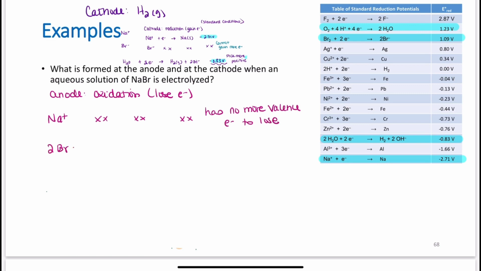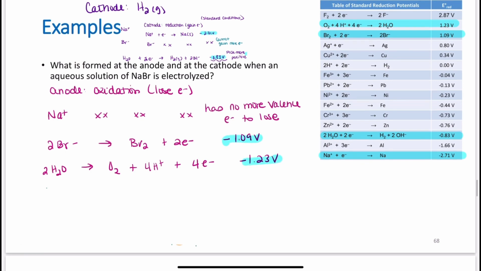I could take 2 bromide ions, because again, you've got millions of them in solution, right? More than millions, truthfully. And form Br2 plus 2 electrons. That would have a cell potential of a negative 1.09. Why negative? Because I flipped the reaction around. I could take 2 moles of water and form 1 mole of oxygen gas, 4 moles of H plus, and 4 moles of electrons. This would be negative 1.23 volts.